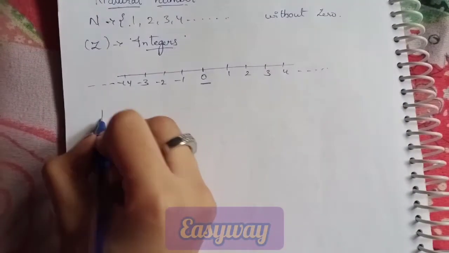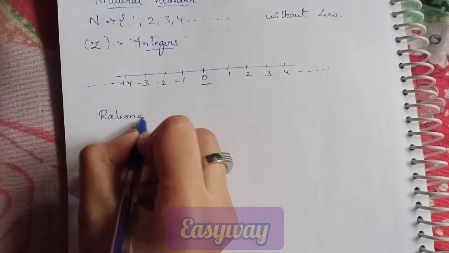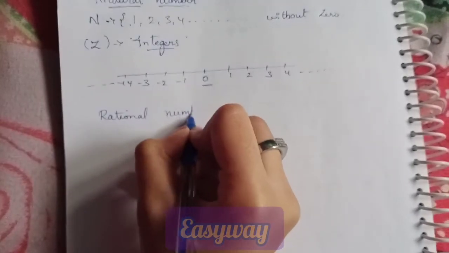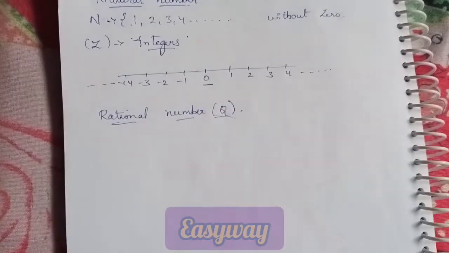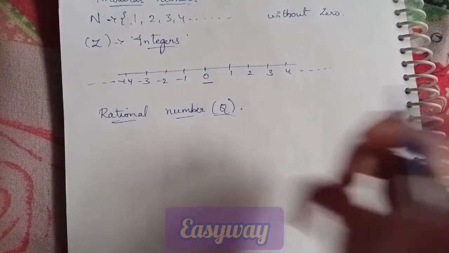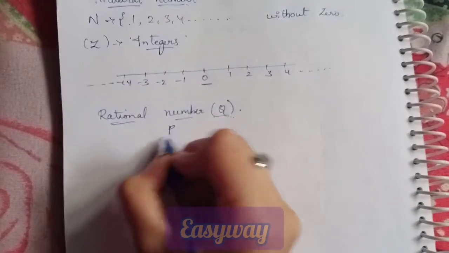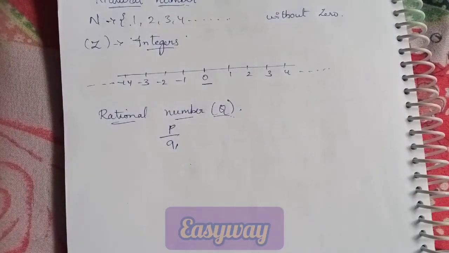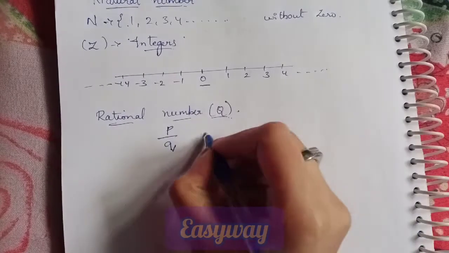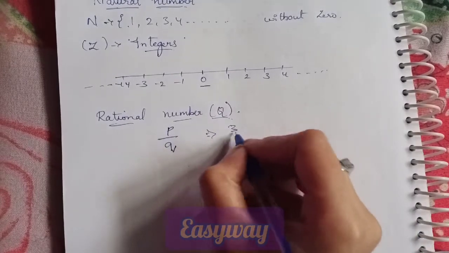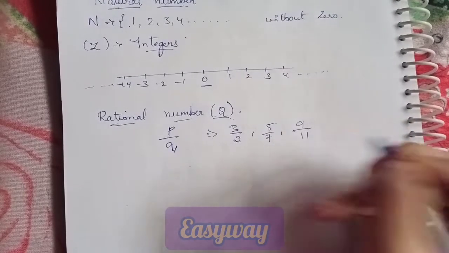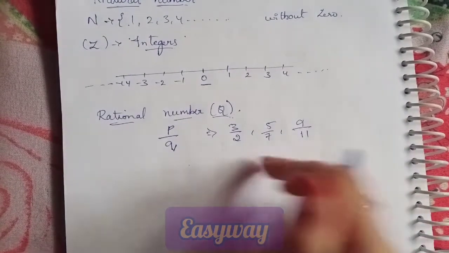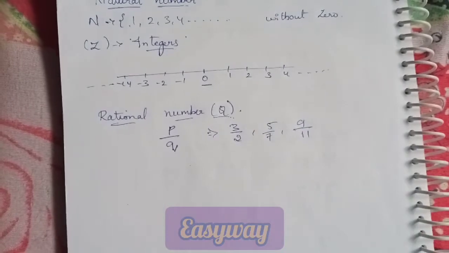Next, rational numbers. It is denoted by the letter Q. Rational numbers include numbers of the p by q form. For example, 3 by 2, 5 by 7, 9 by 11. These are all rational numbers.